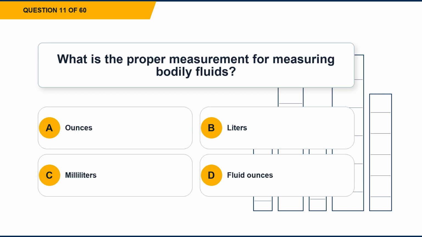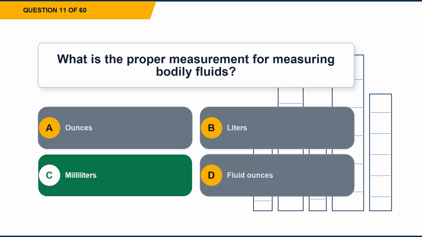Question 11. What is the proper measurement for measuring bodily fluids? Option A, ounces. Option B, liters. Option C, milliliters. Option D, fluid ounces. The correct answer is option C, milliliters.